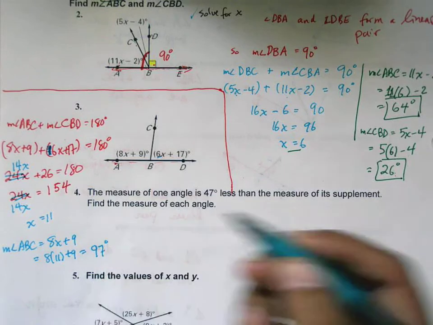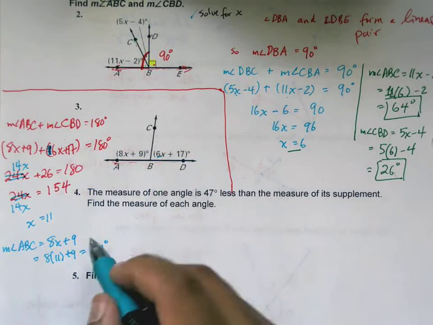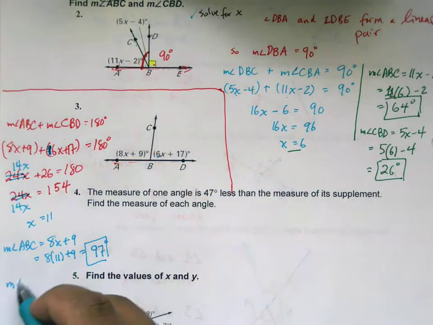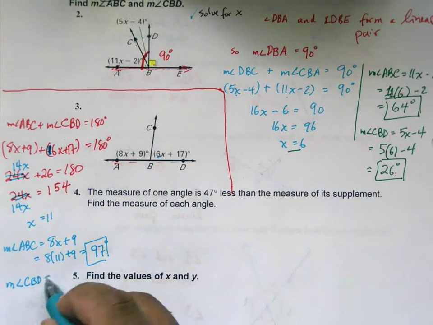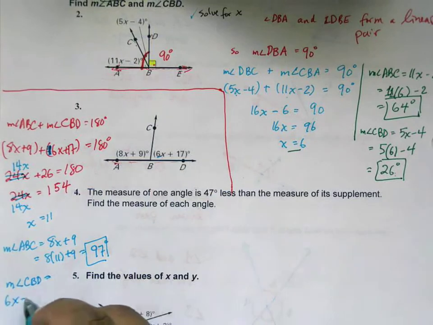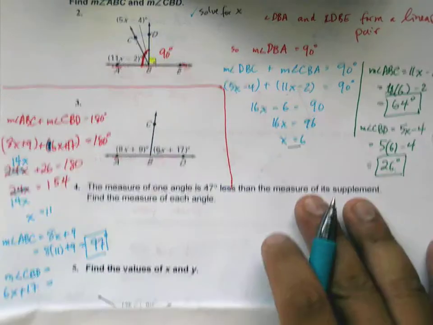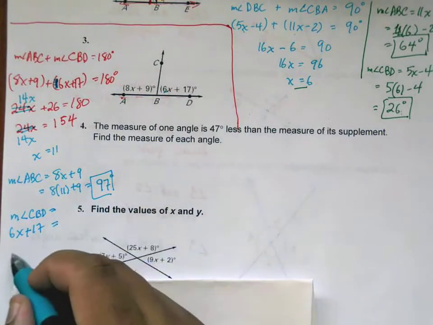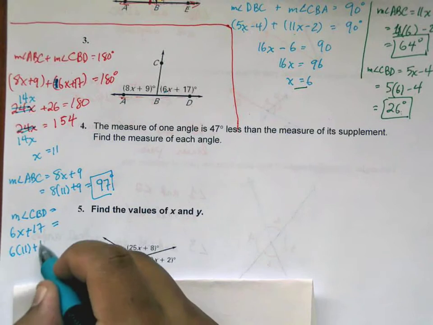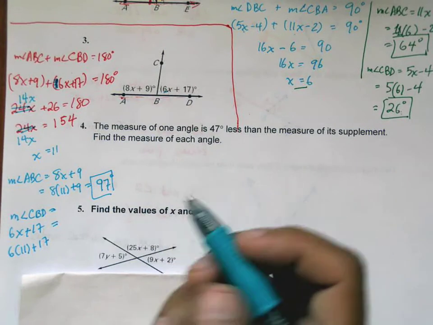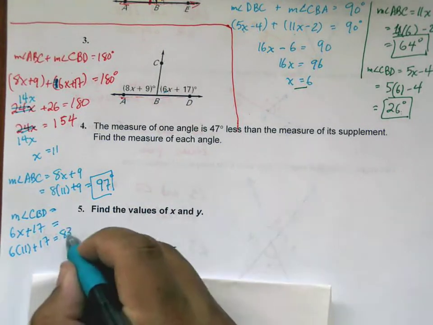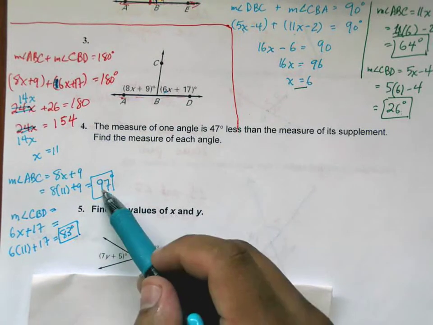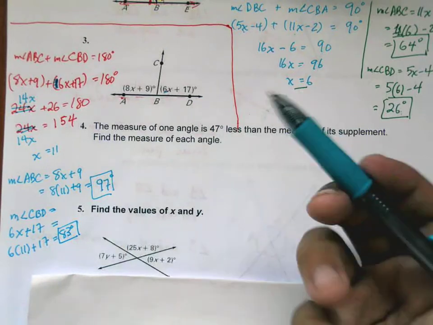Now we can also do the same thing for CBD, and I apologize for not giving you enough space here. CBD is 6x plus 17. Okay, so that's 6 times 11 plus 17, so that's 66 plus 17, that should give you 83 degrees. Okay, and one way that we can check is to add these two numbers together, and you should get 180 degrees. So if you do that, that would be a terrific way to check your work.